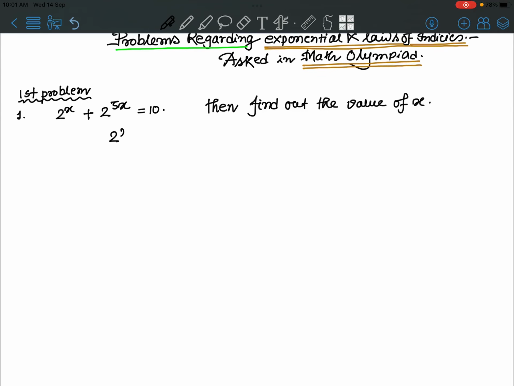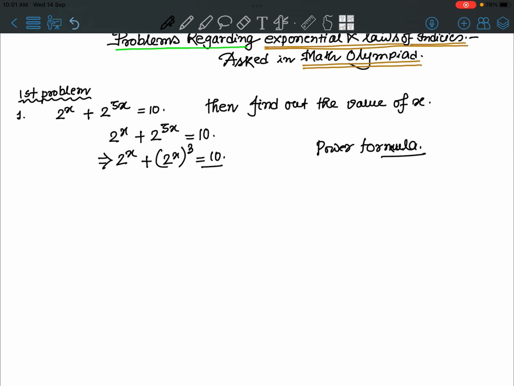Let me write it down again. The problem is 2 to the power x plus 2 to the power 3x equals 10. Now, we can write 2 to the power x plus 2 to the power x whole cube equals 10. By using which formula? By using the power formula from laws of indices. Which is the power formula?